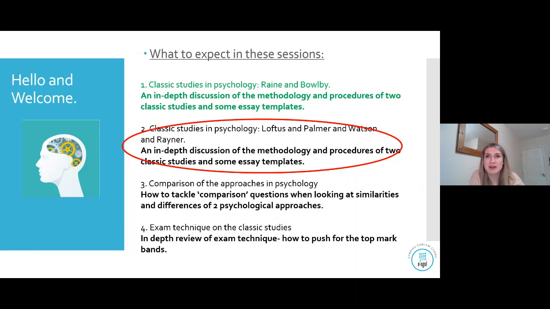Then what I'm going to do at the very end of this presentation is give you some revision tips that I am then going to come back to in session 4 when we look at exam technique on these classic studies. So just a little reminder on how to start your revision if you're a bit worried and you're not sure where to begin with it. I'm just going to give you a few helpful hints and tips because I know that exams might be quite daunting, especially if you've not done them due to the pandemic. So that is the plan for today, and I hope that this is really helpful and aids your revision and your understanding of this course.